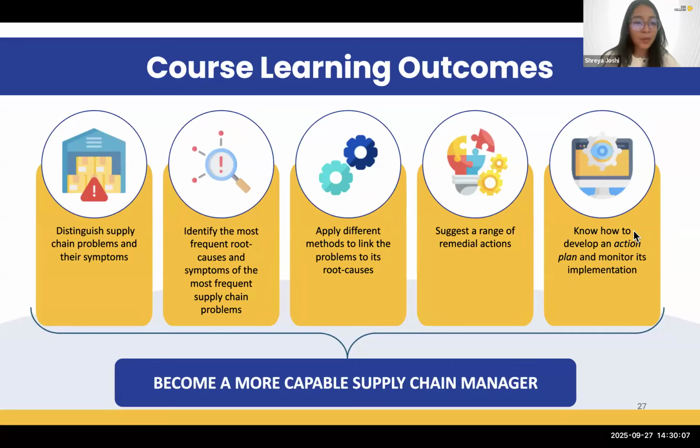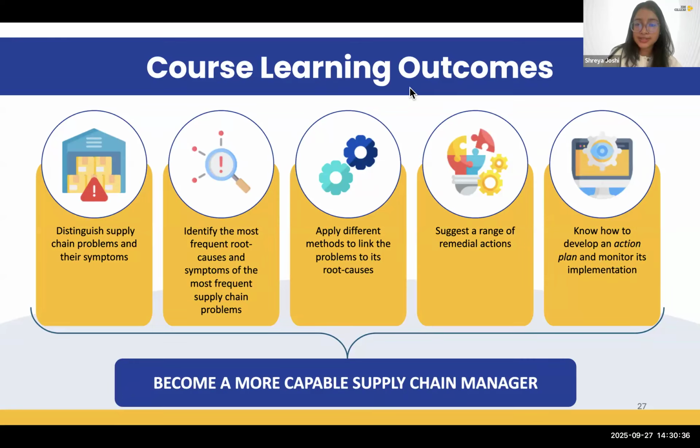The course learning outcomes include that you would be able to distinguish very clearly supply chain problems and their symptoms. You would be able to identify the most frequent root causes and symptoms of the most frequent supply chain problems. Here, the objective is to take you from the problems you're facing to the solution. So a clear diagnosis of the issues being faced, which also includes applying different methods linked to the problem and the root causes in context to your own organizations or maybe your future organizations.